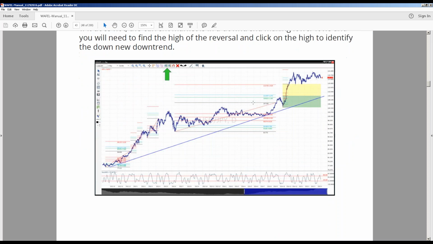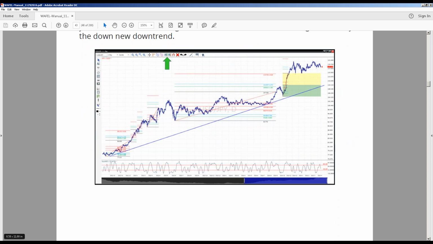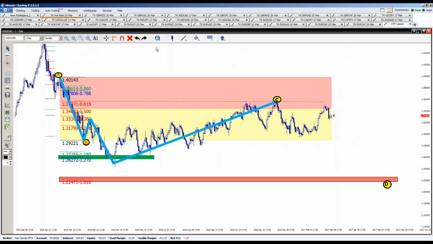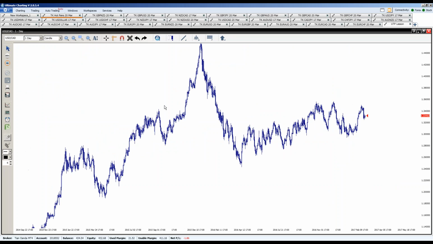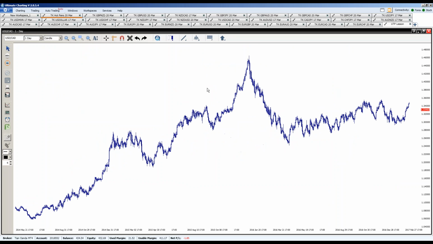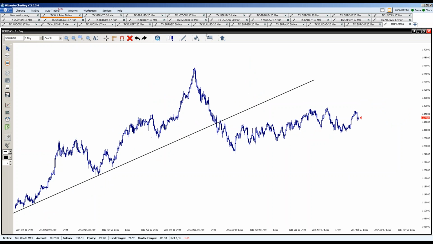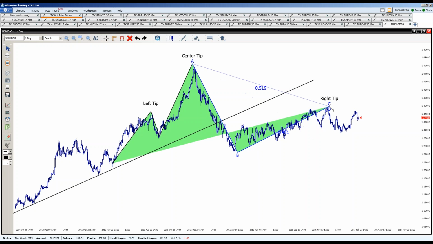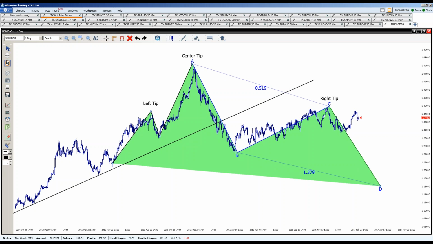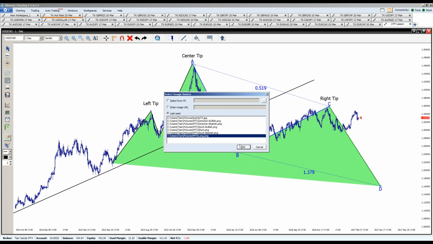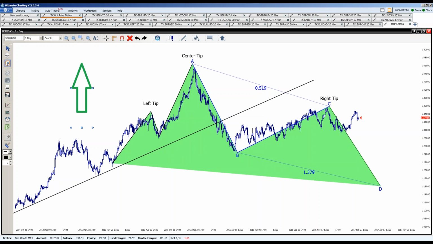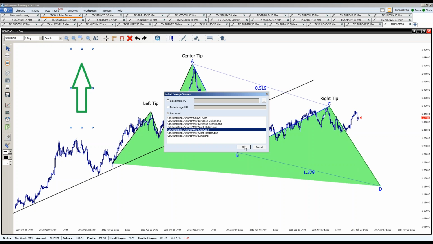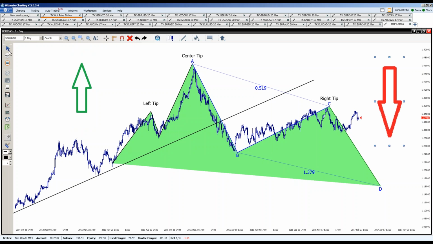So the very first thing you need to do is just compress your chart. And let's use this one as an example. Compress the chart. We can see clearly here that we had an uptrend, but that uptrend was broken to the downside. And we can see that the market is crowning over here. Here's a left tip, center tip, and there's a right tip, and there's our crown. So clearly the trend has changed from bullish to bearish. The trend is now changing.